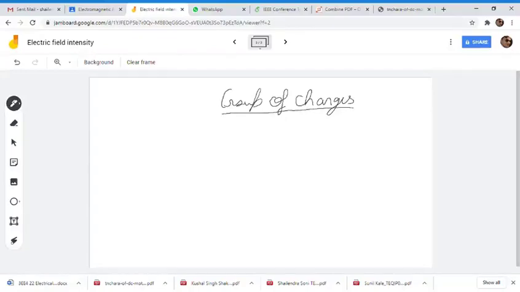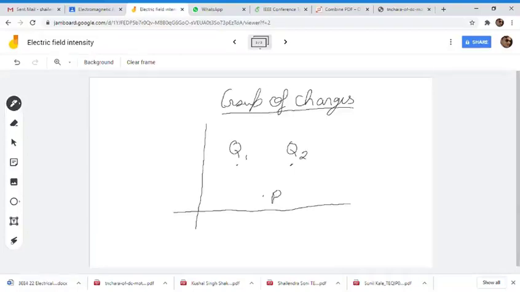So whenever more than one charge is present, let us say there is a charge q1 and there is a charge q2, and we want to find the electric field at a point P. So I want to know what is the total electric field at point P.